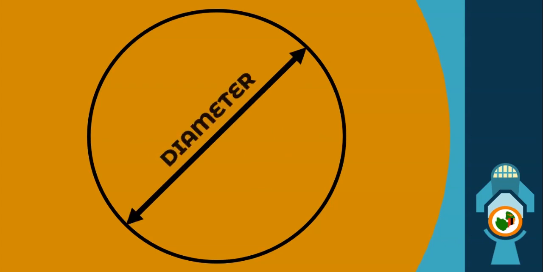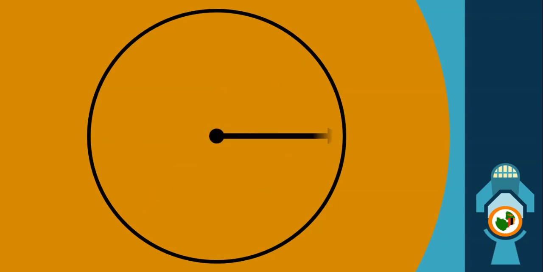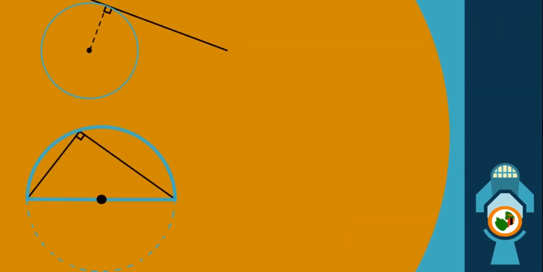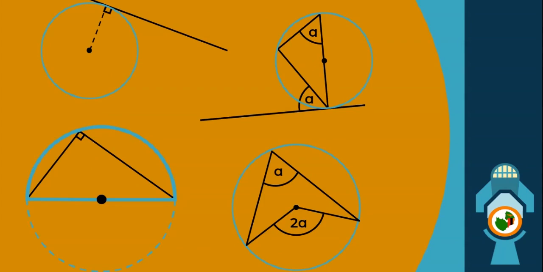Obviously, you know of the diameter. You also know of the radius, I'm sure. And you know that the diameter is 2 times bigger than the radius, or the radius is half the diameter. These properties are very useful in circle geometry, but there are others that are very useful. These are some of them.